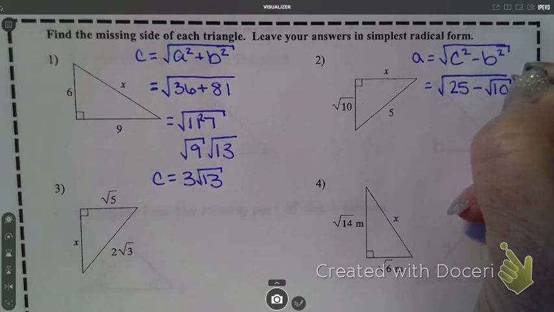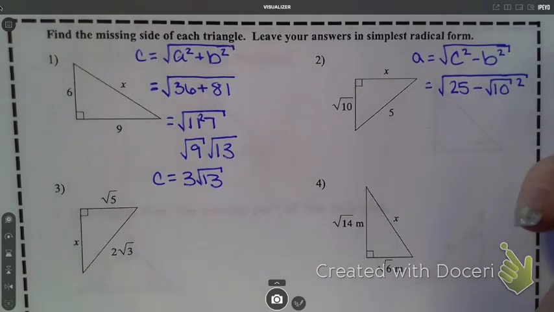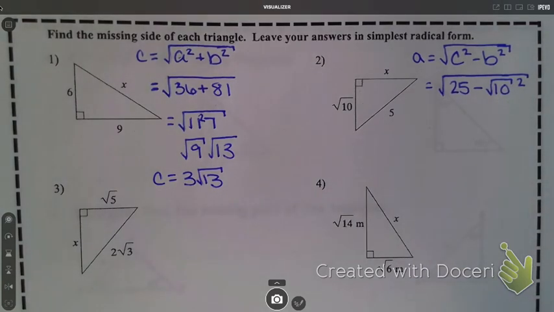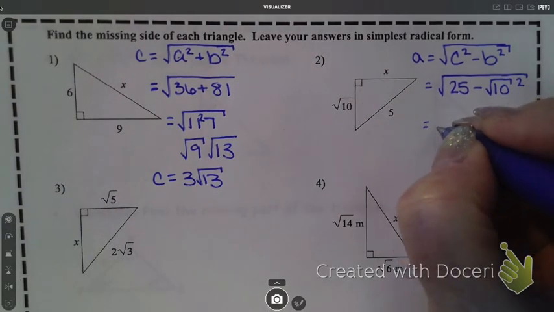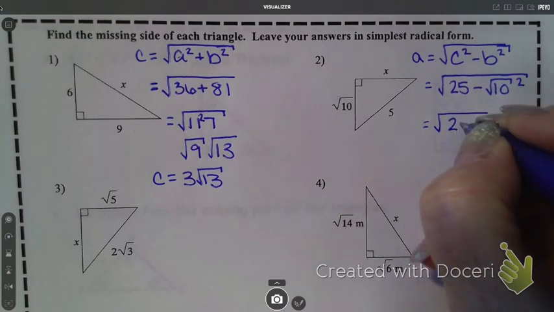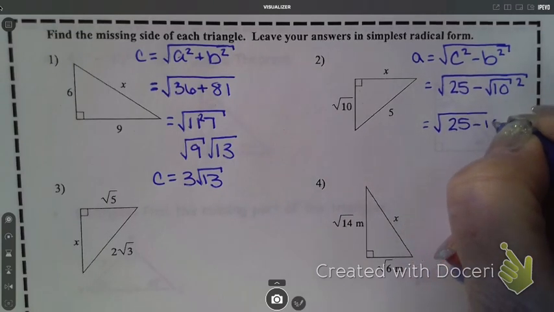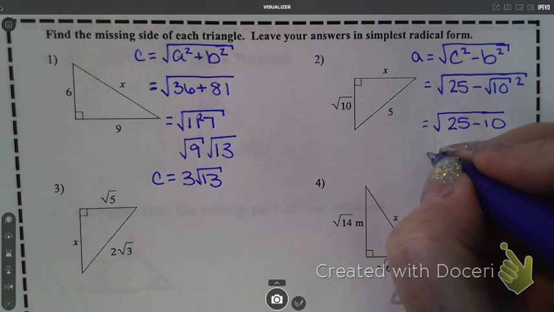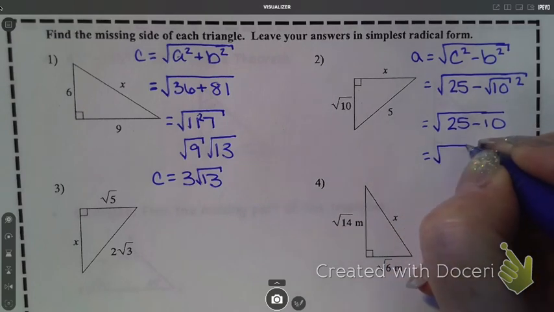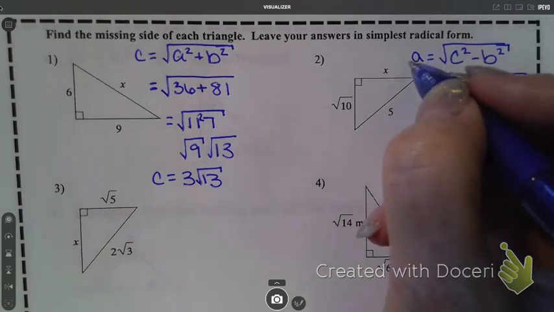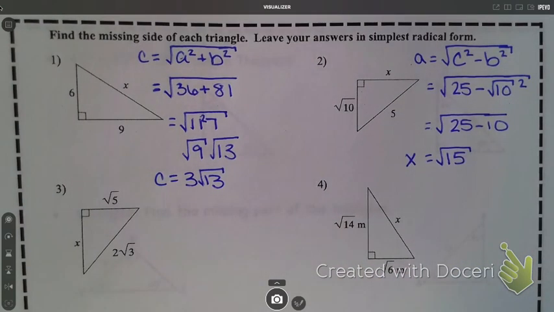Now, the next one I'm going to write out because we need to think about this. We have the square root of 10 squared. It would be 10. When you square a square root, you get exactly what's inside every time. So I get the square root of 25 minus 10. So 15. The square root of 15, can I do anything with that? No. So x for the A is the square root of 15.